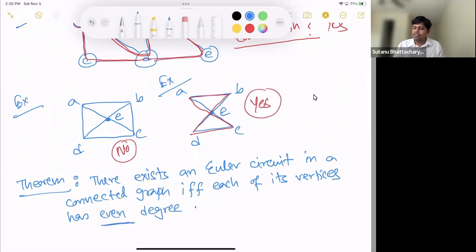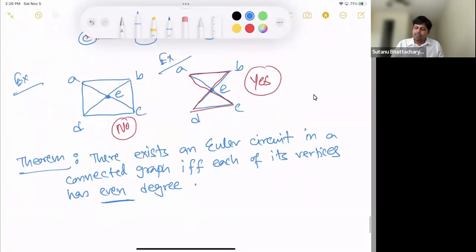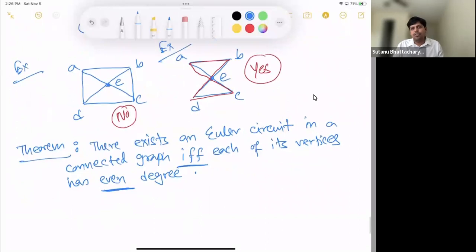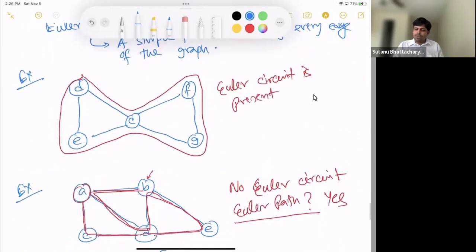It is an important theorem. It's saying that in a graph, there will be an Euler circuit if and only if each of its vertices has even degree. So choose any vertex. If the vertex has even degree, then there will be an Euler circuit. Let's see. This is one graph where we have found an Euler circuit.